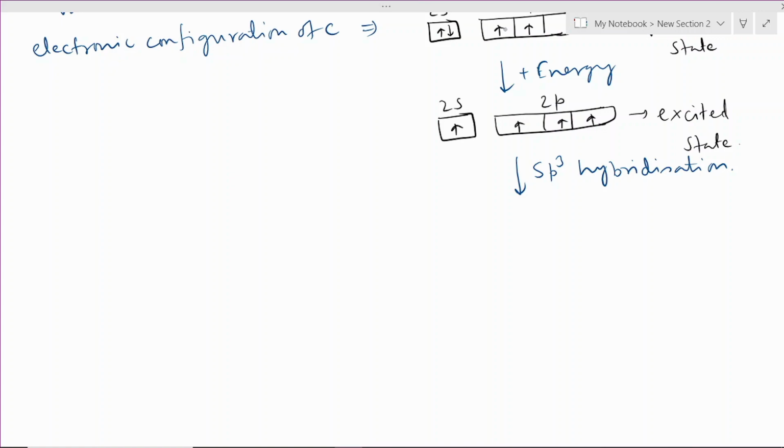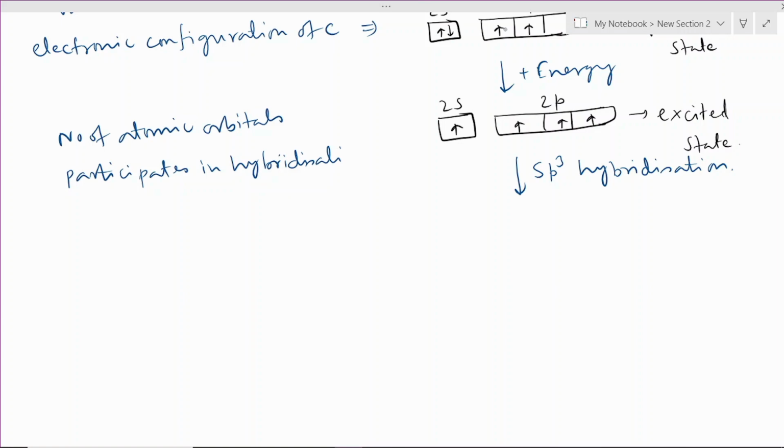We previously discussed that the number of atomic orbitals participating in hybridization is equal to the number of hybrid orbitals formed. So here we can see that 4 atomic orbitals are involved in hybridization, so we get 4 sp3 hybrid orbitals.